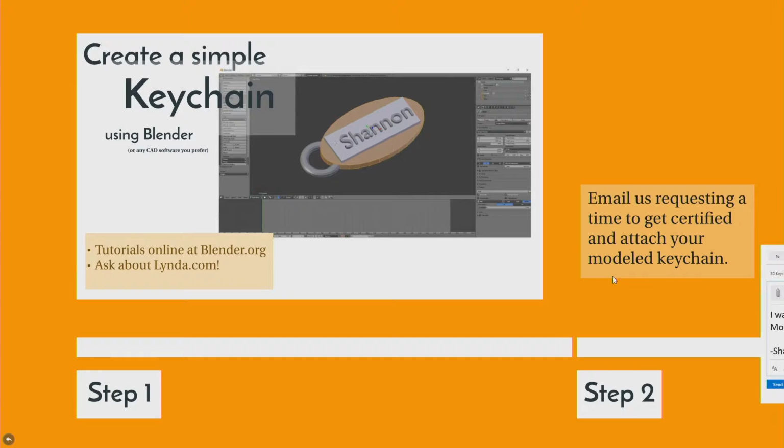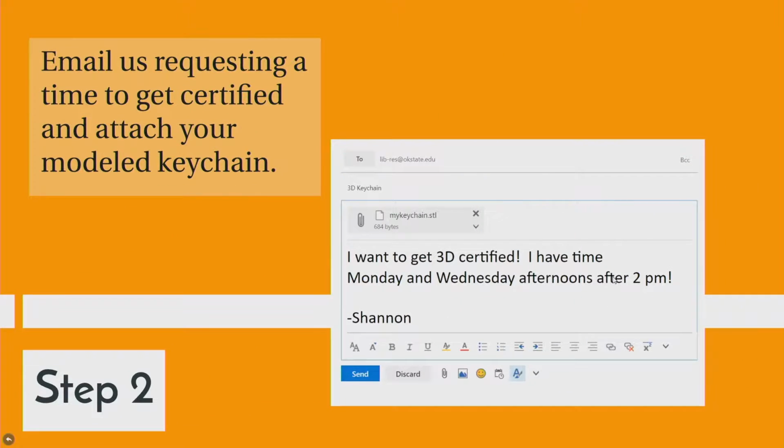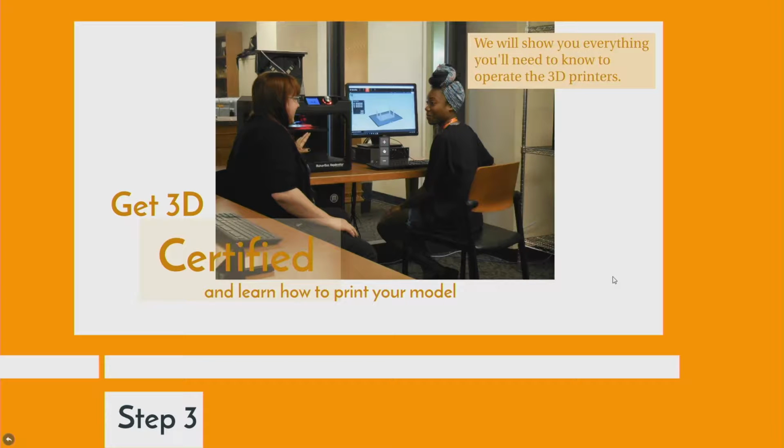Once you've got your keychain modeled, or once you've talked to us and we've shown you how to do it, you'll email us requesting a time to sit down with myself or Luis to get certified to use these printers. We show you how to import your model, how to rearrange it on the build platform, and how to check the settings, because there are different factors that can contribute to a successful print or an unsuccessful one. We walk you through the process. The assessment takes about half an hour, and as I said, we've certified over 300 people from all backgrounds, so anybody can do this.